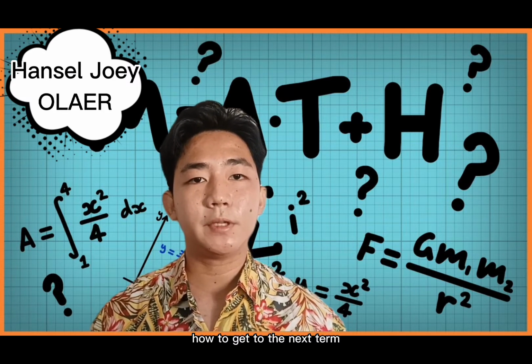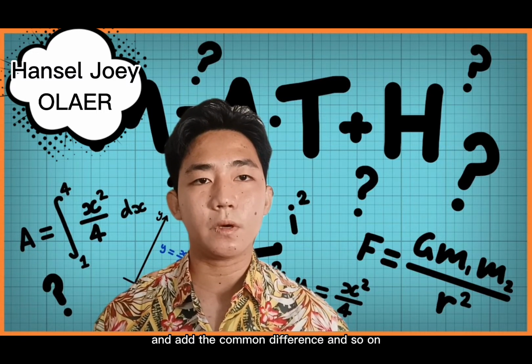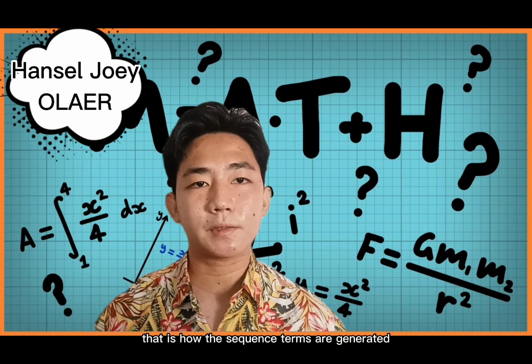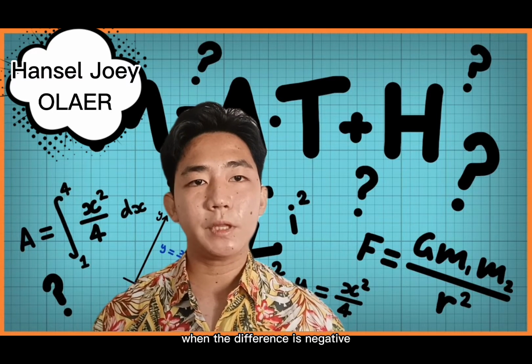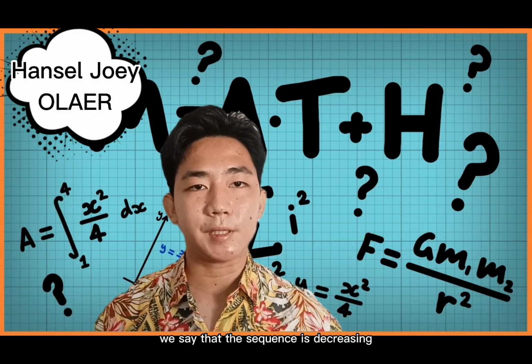How? To get to the next term, take the current term and add the common difference, and so on. That is how the sequence terms are generated. When the difference is negative, we say that the sequence is decreasing.